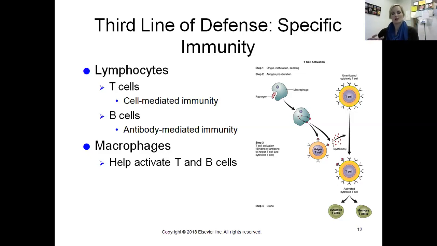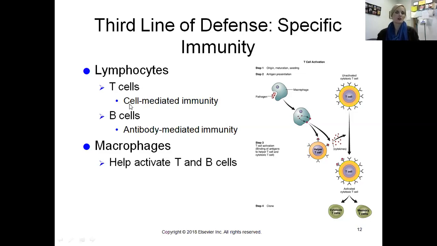Then we have B cells. B cells are more involved in the antibody-mediated immunity, meaning that these are the cells that will, in the event that there is a pathogen present, work to activate antibodies. So antibodies are the ones that can recognize, or in the event that, again, it's our second or third exposure to something, we're going to produce more antibodies because we've seen this before and we know which antibodies to activate. So that's what our B cells do. They're more involved in that antibody-mediated immunity.